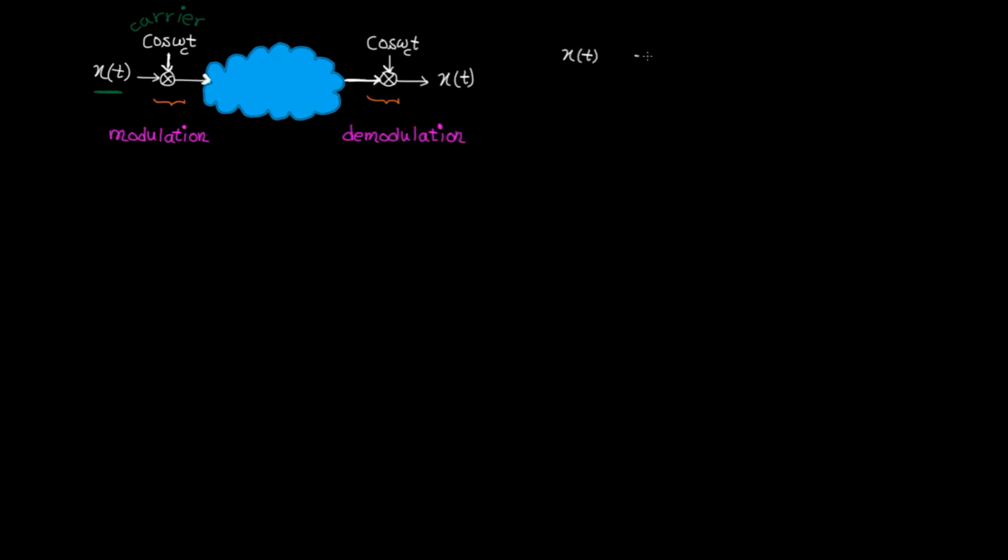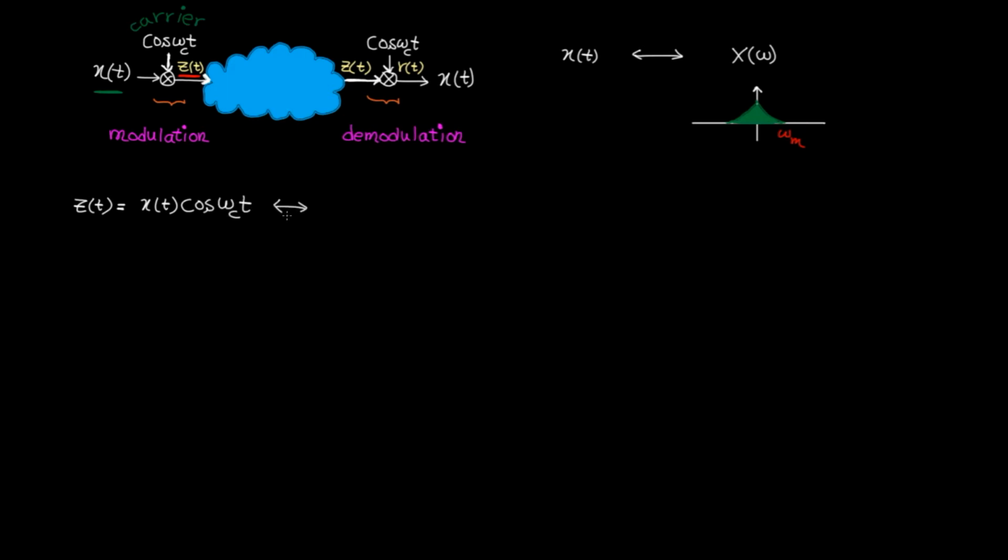Let's see how the system works. For simplicity, I'm going to consider the same example where the maximum frequency is omega m. Let's call this signal z(t). If we assume the channel is ideal and adds no distortion, we receive the same signal on the other side. Also, let's call this signal r(t). To analyze the whole system, let's start from z(t). z(t) is basically x(t) multiplied by cosine omega c t.